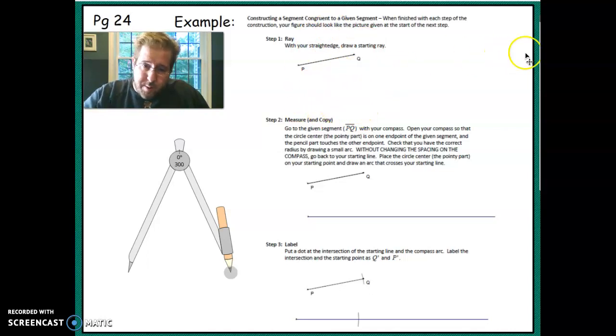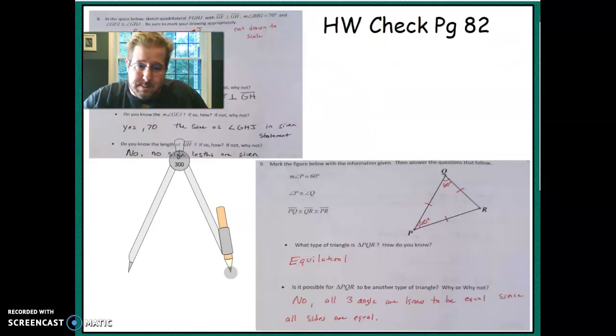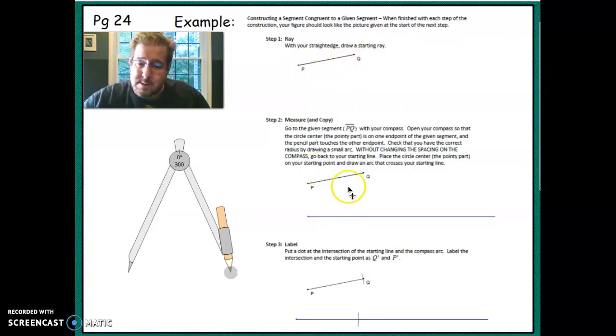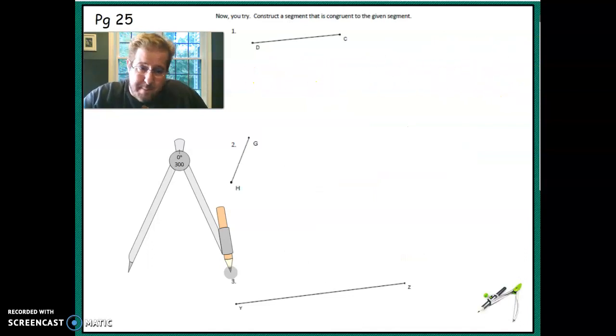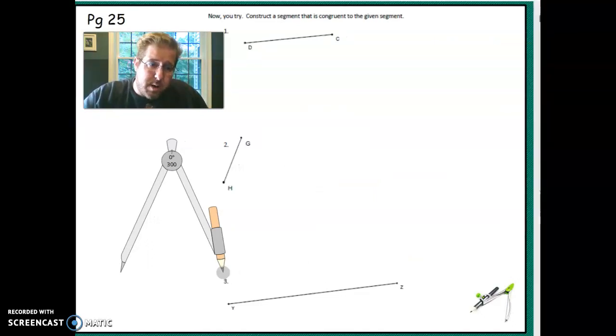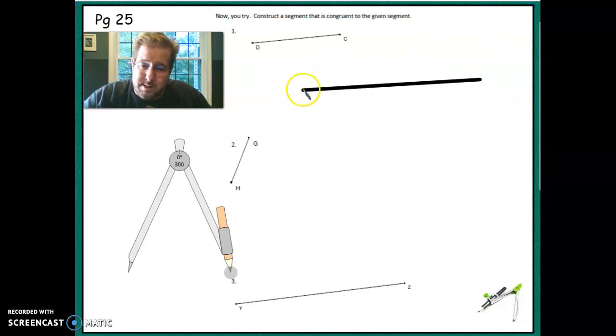So we're going to start off with constructing copies of segments and angles, and we're going to start off with copying a segment. These are just literally instructions, but I'm going to show you how to do it. So the first thing you're going to want to do is give yourself a straight line. What I'm trying to do is construct a copy of this segment. So segment DC is right here. And I want an exact copy, meaning exactly the same length, right?